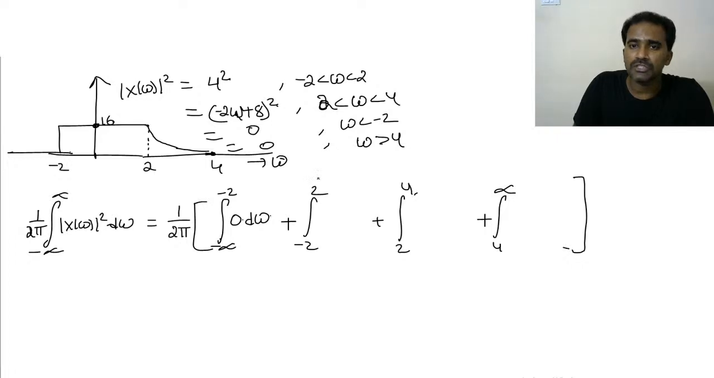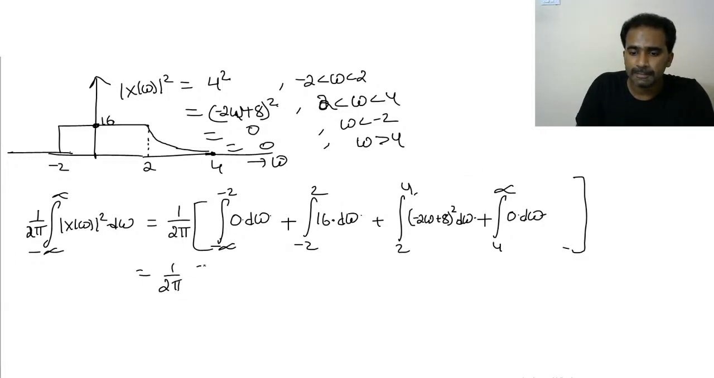And from minus 2 to plus 2, we have a different equation which is 4 square. 4 square means 16 d omega. And in the limits from 2 to 4, it has a different equation which is (minus 2 omega plus 8) whole square d omega. Next, from 4 to infinity, for omega greater than 4, the equation is what? 0 d omega. Now you can do the integration.